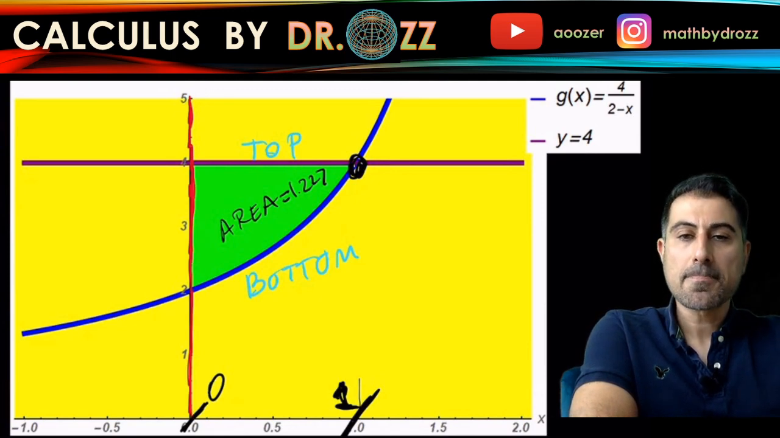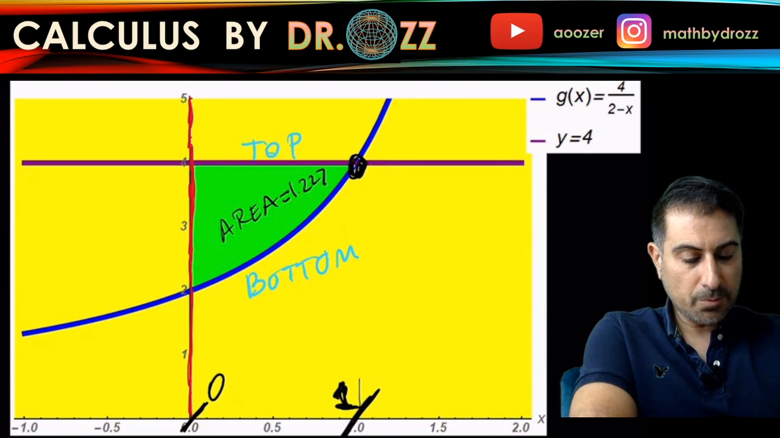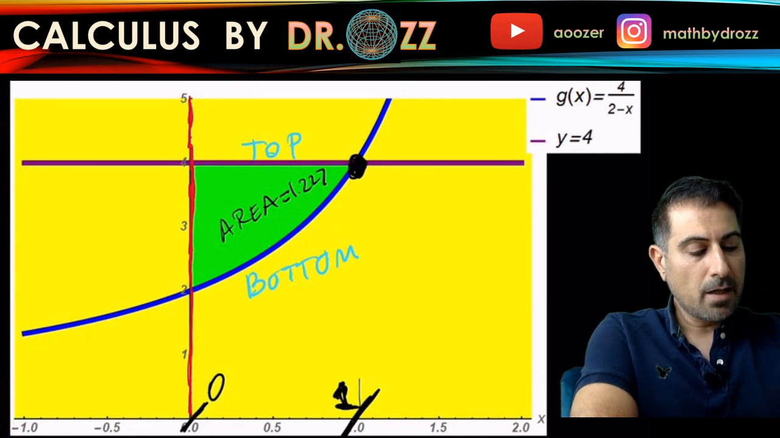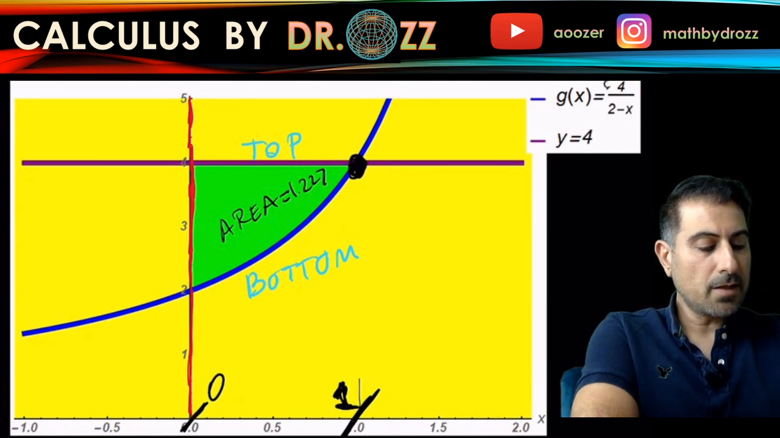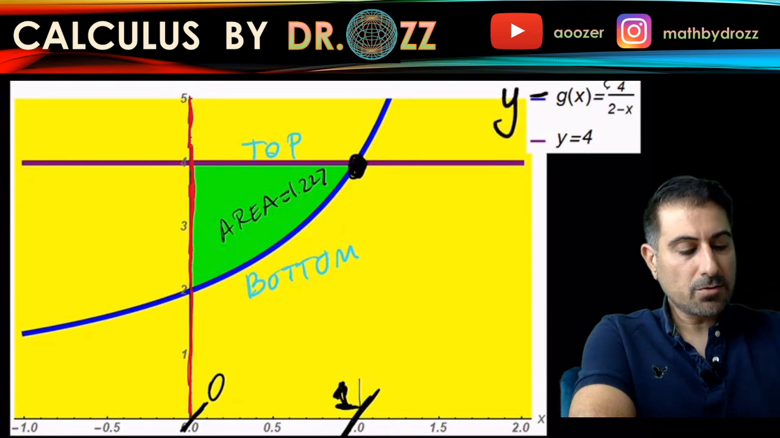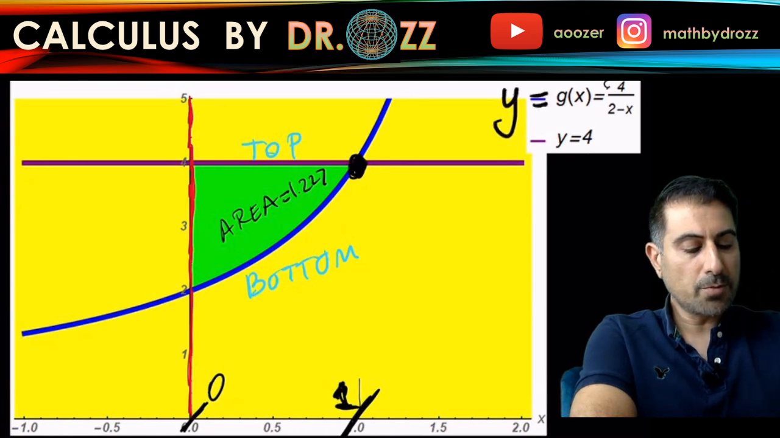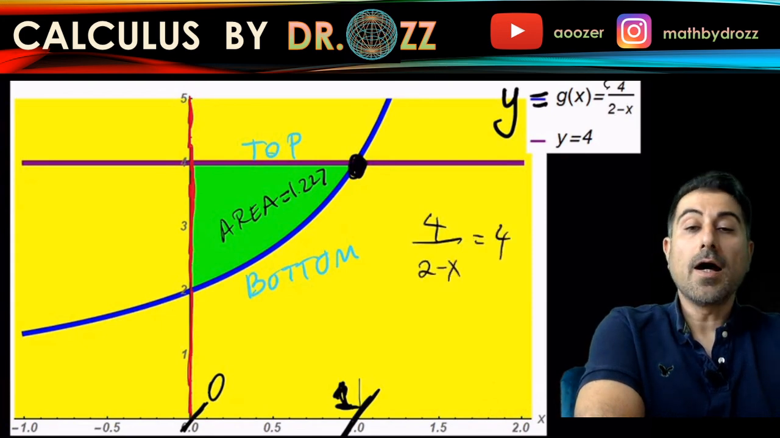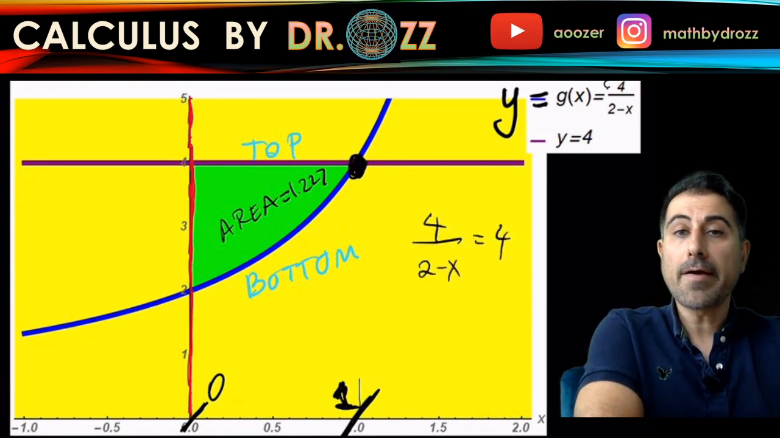Again, in this question, you were supposed to find the intersection point, and we did that by equating the y's of both equations. So we were solving 4 over 2 minus x equals 4 for x, and that's how we found this x equals 1 here. All right.